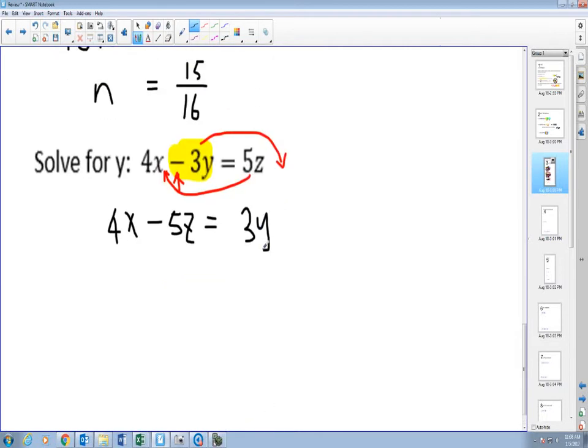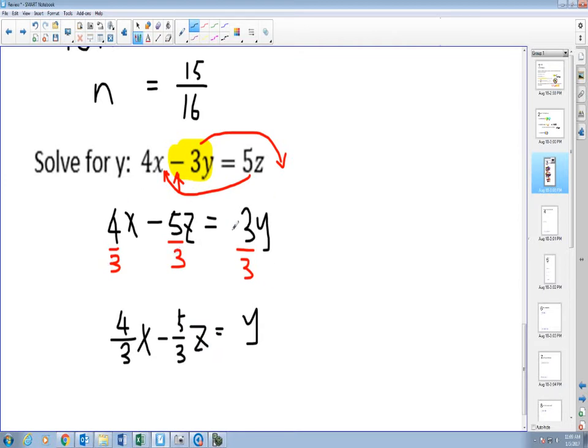All right, so right now my y is not by itself yet, because there's a coefficient right here. So I would divide every term by my coefficient 3. So that means my y will equal 4 over 3x minus 5 over 3z.